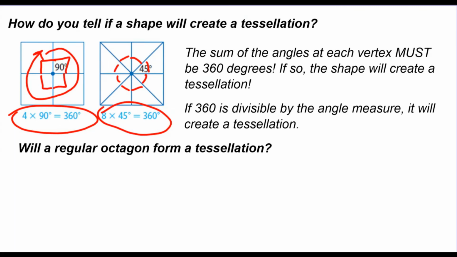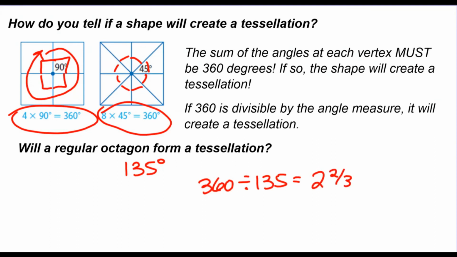So will a regular octagon create a tessellation? Well, we saw a couple of slides ago that a regular octagon, each angle is 135 degrees. So if I try to fit multiple 135-degree angles together, is it going to create that full tile or that full 360 degrees with no gaps or overlaps? Well, I just have to check to see if 360 is divisible by 135. And if you do that, you get 2 2/3. So it does not come out evenly. So will we be able to create a tessellation with regular octagons? No.